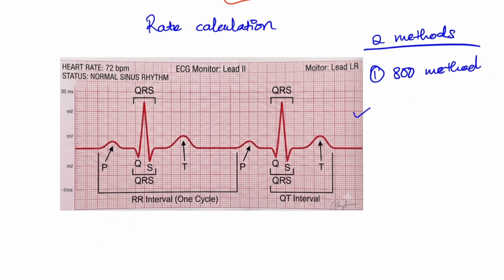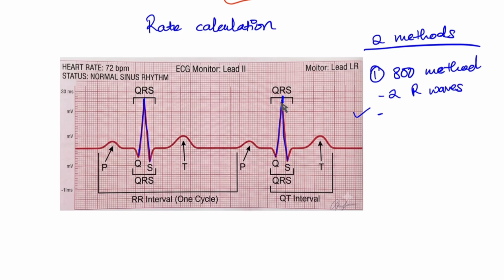For this one, we have to find two consecutive R waves, that is, waves that follow each other. If you look clearly at this ECG, this is going to be our R wave. Upon identifying the two R waves, the second thing is to count the number of large squares between these R waves. That is, from here till here, we have to count the number of big squares in between.